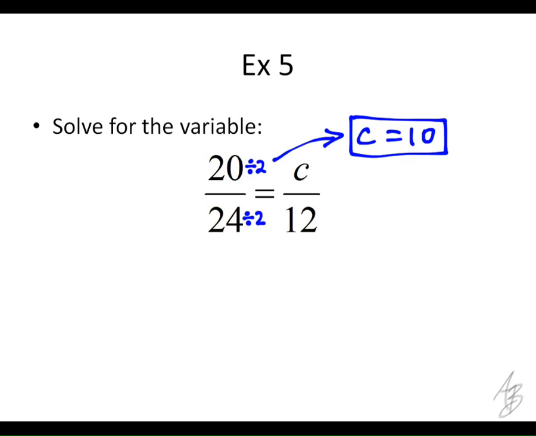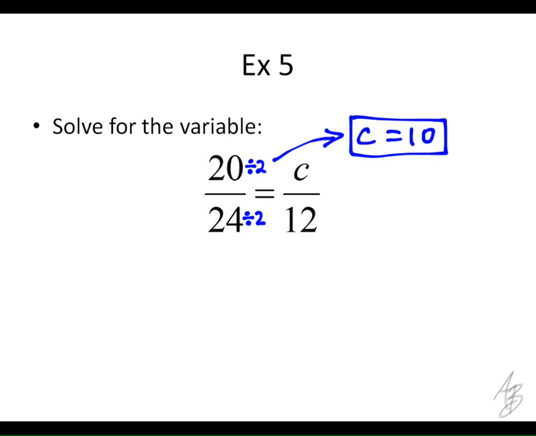Just be sure that you write your answer in an appropriate way. Make sure that in this case we're solving for c, you need to write c equals and then whatever the value of c is. Don't just fill in the proportion. Don't just put a 10 where the c is. That would be a valid proportion, but it doesn't really tell you what the answer is.